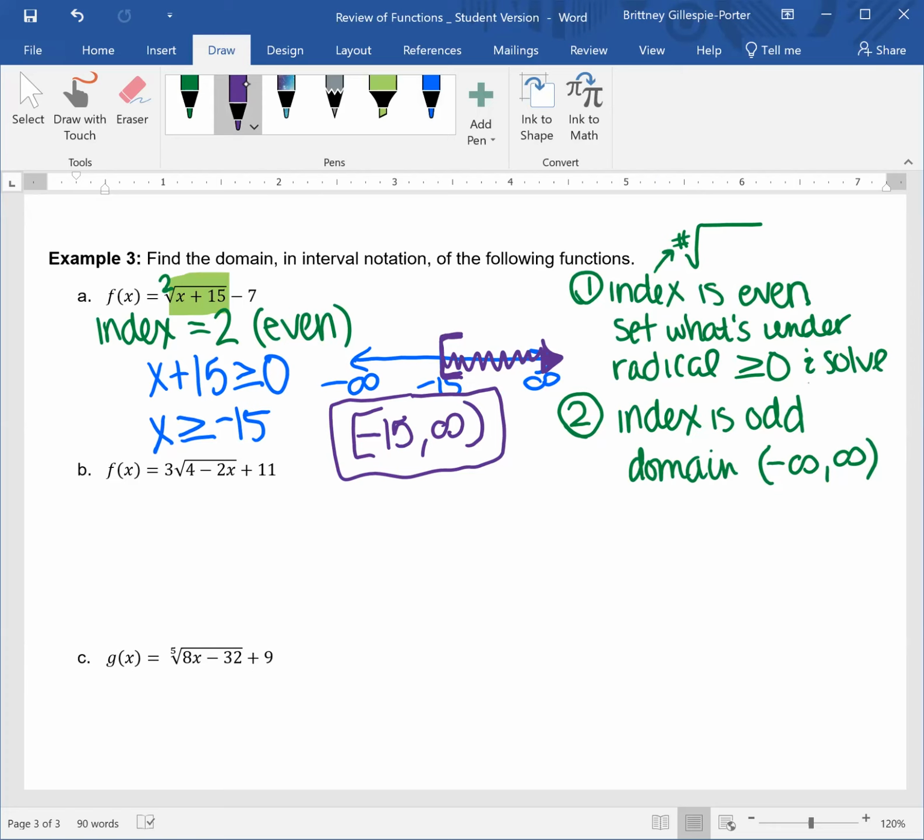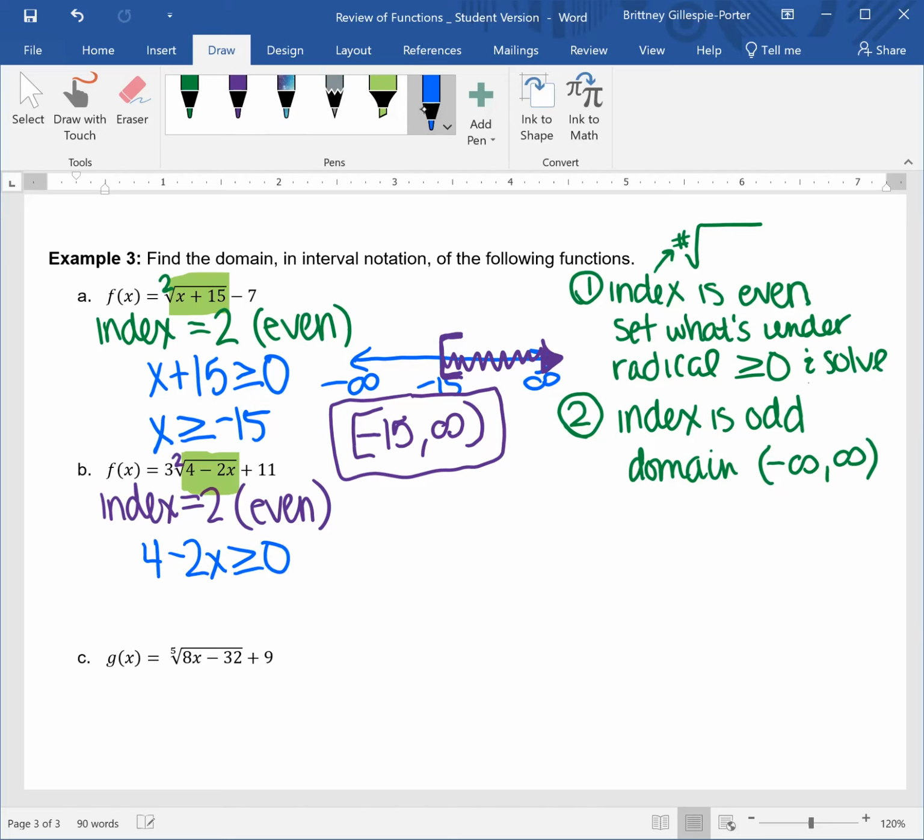Part B. Index again is 2, which is even. So I only want to take what's under the radical, set it greater than or equal to 0. So 4 minus 2x greater than or equal to 0. Because after we get below 0 under the radical, we're getting into the imaginaries. Subtract 4 from both sides. We get 2x is greater than or equal to negative 4.